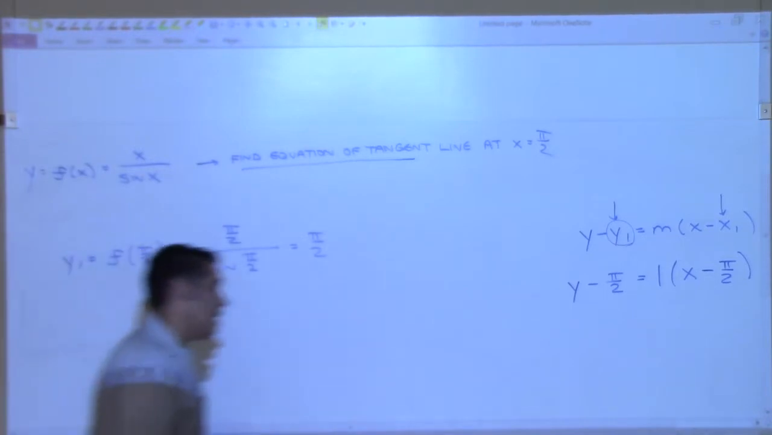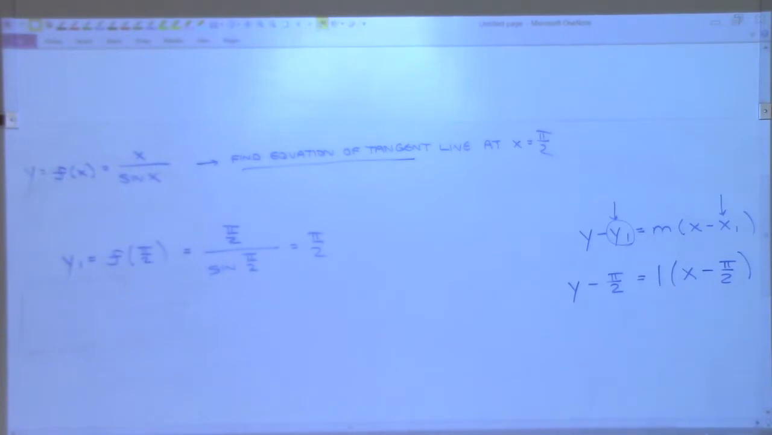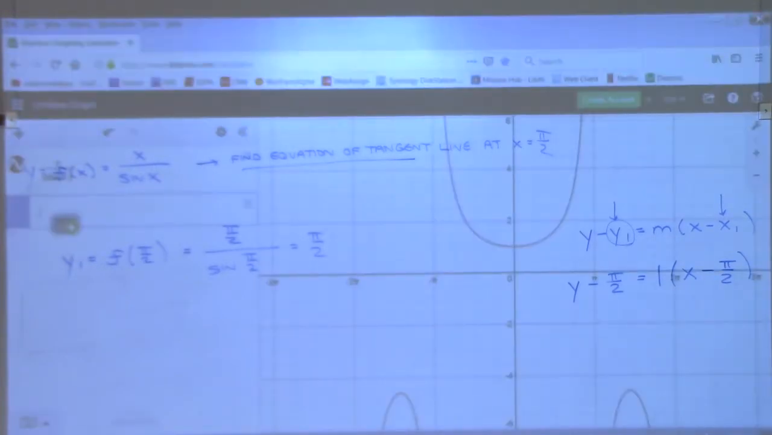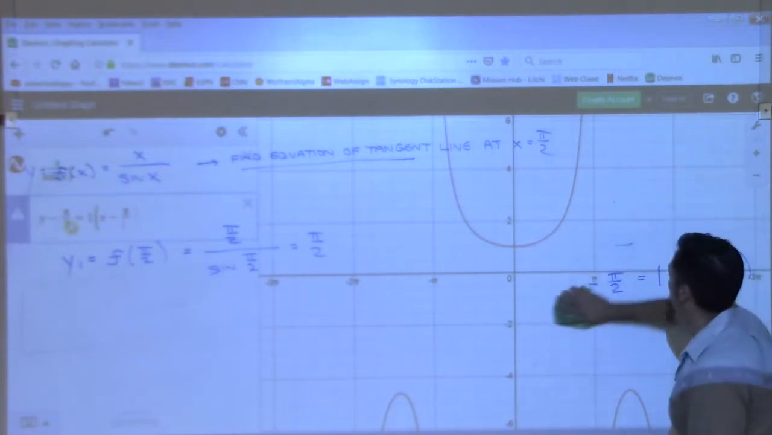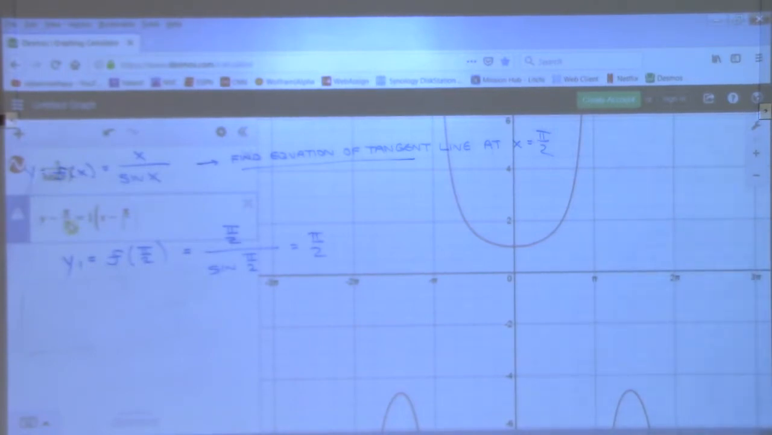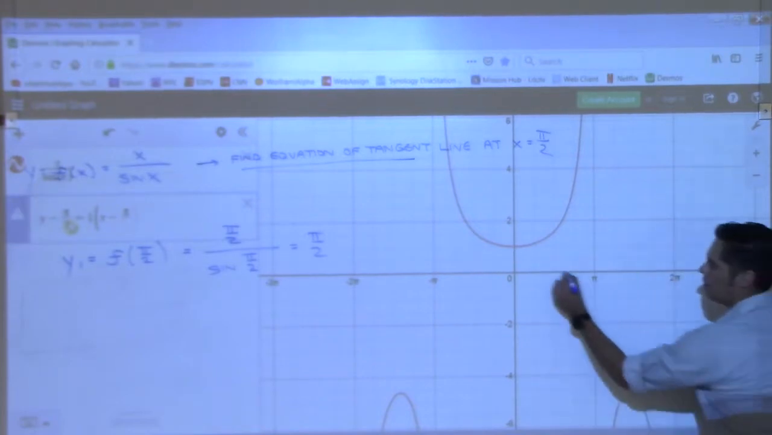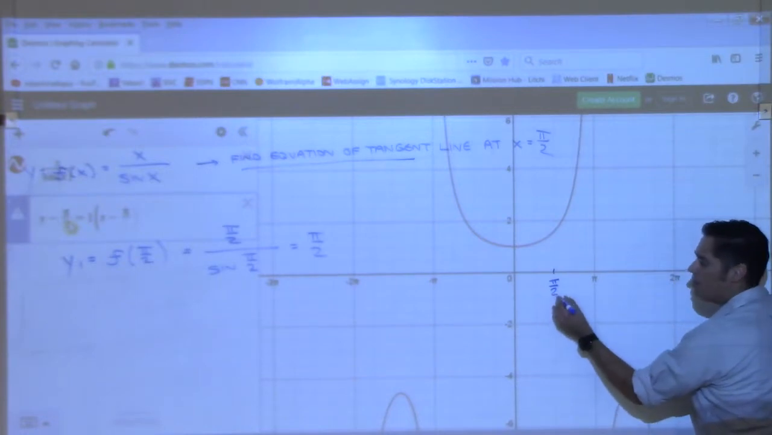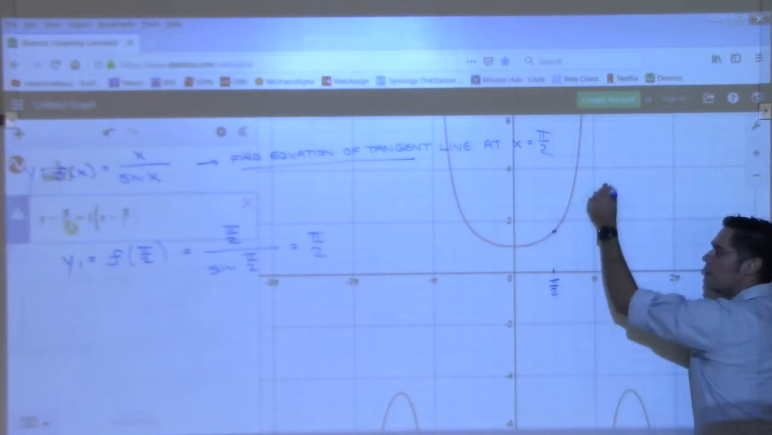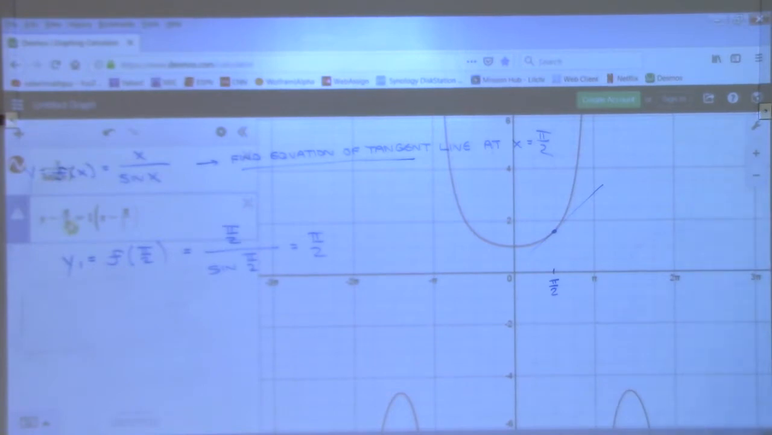All right, so now if I go back to that graph, if I ask the computer to graph that line for me, y minus pi over 2 equals 1 times x minus pi over 2. I'm going to type it exactly the way it is. What should happen here when I hit enter? When I finish typing this in, what is it going to draw? A line, right? Where though? Here's pi over 2, right? It's going to draw me the line that goes through that point and is tangent. It should draw that line for me.